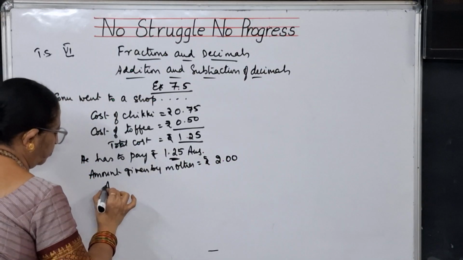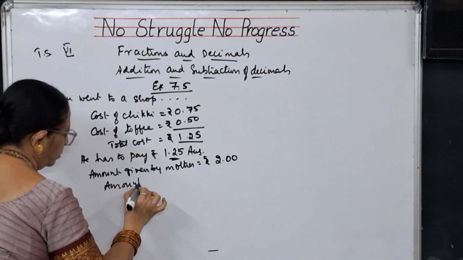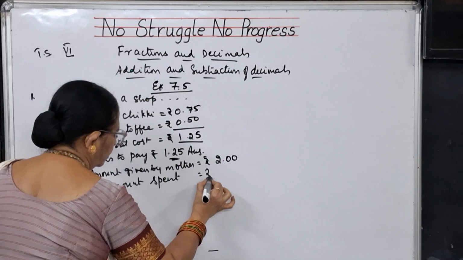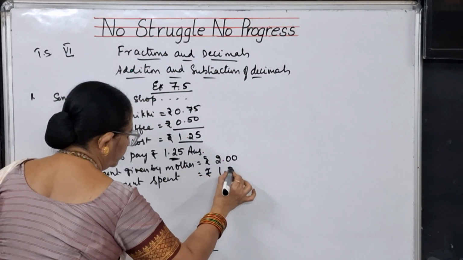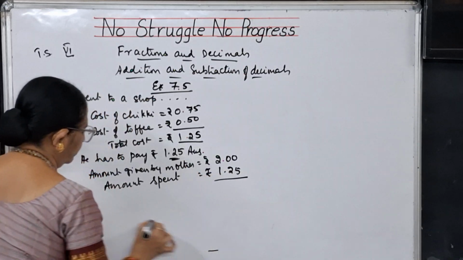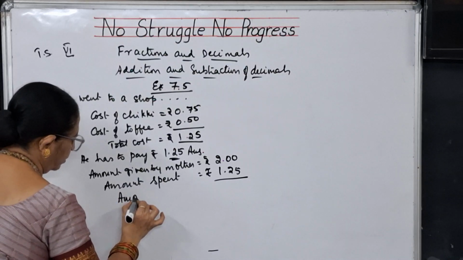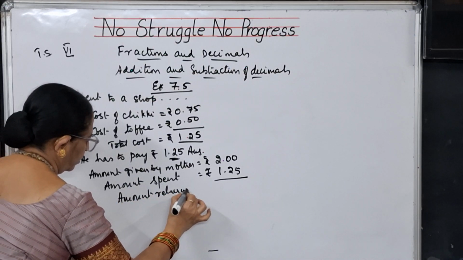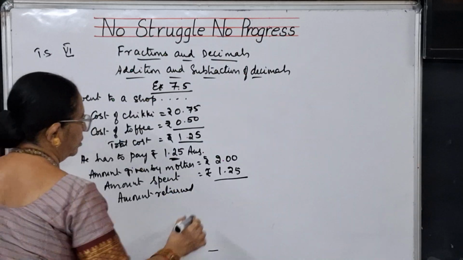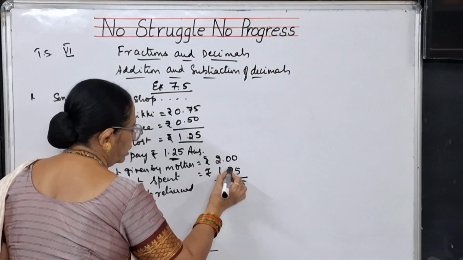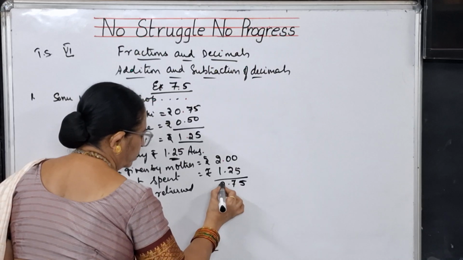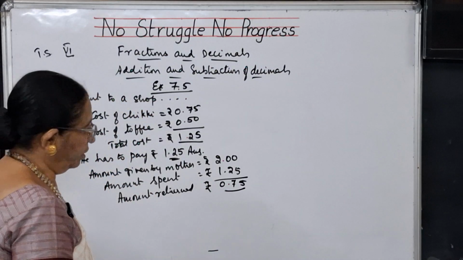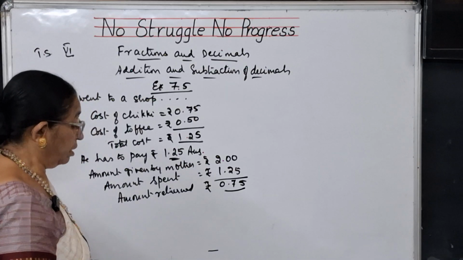So, spent in the sense he has purchased rupees, what is the total? 1.25. So, what is the amount returned? Amount returned. How much he gets back? So, here 10 minus 5, 5, 9 minus 2, 7, 0.75 rupees. That is 75 paisa he gets returned.